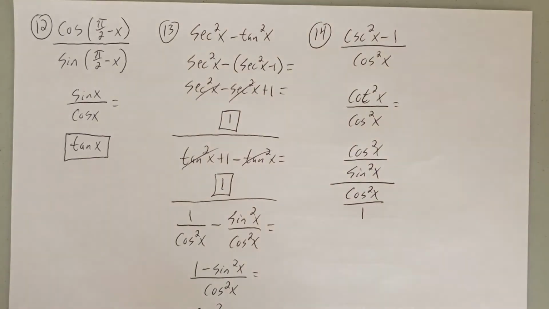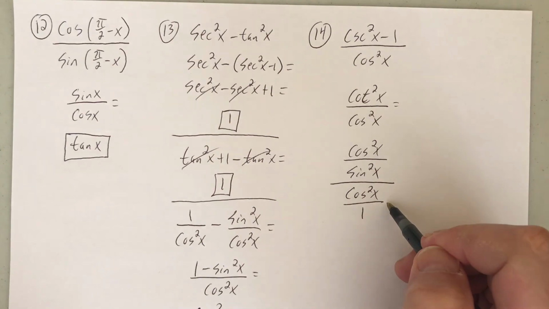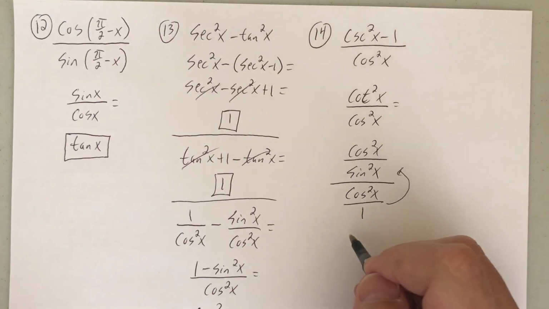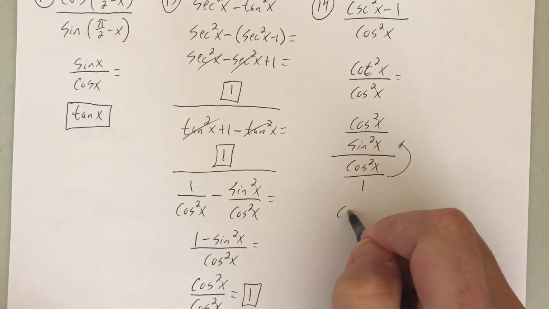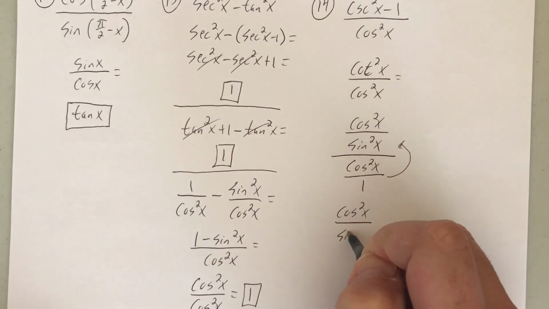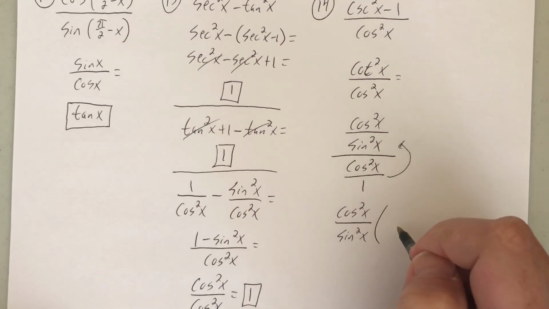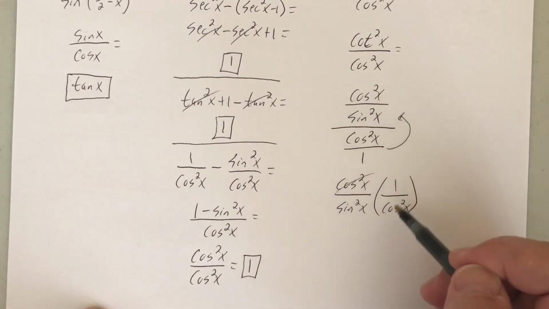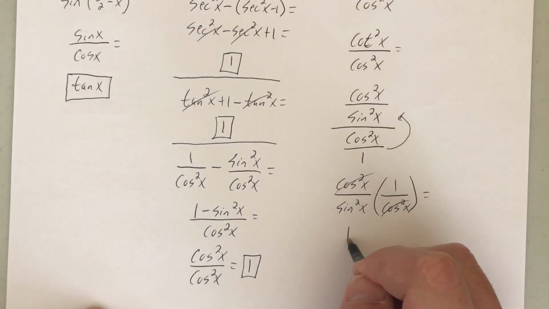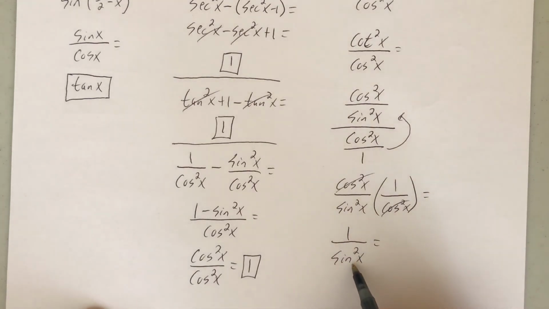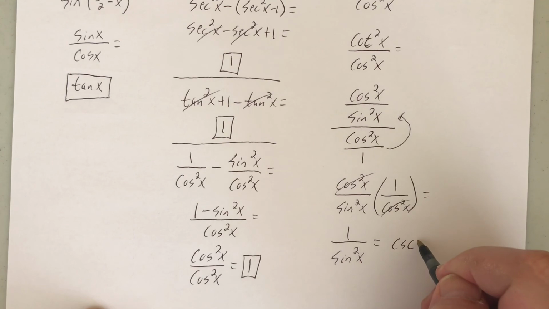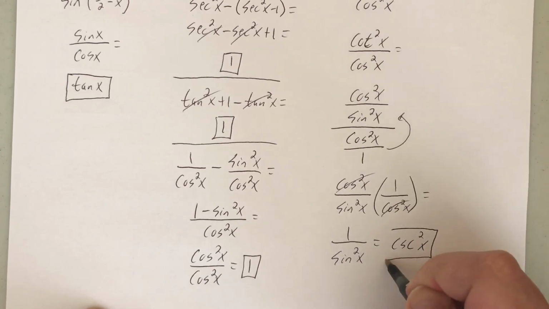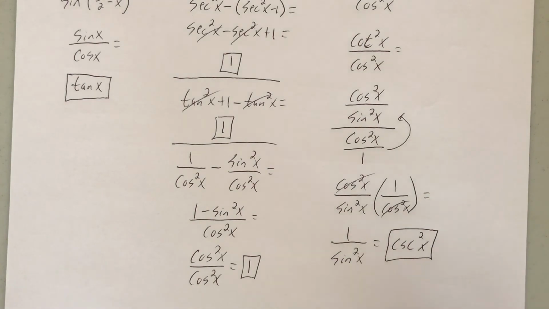I'm going to go ahead and put that over 1 to make it easier, because I'm going to flip this and multiply. So that would give me cosine squared x over sine squared x times 1 over cosine squared x. And then, of course, we can simplify. So that reduces out, which leaves me with 1 over sine squared x. Finally, we get to the simplified answer, which is cosecant squared x. So we'll pick up with number 15 in part 3 of the video.